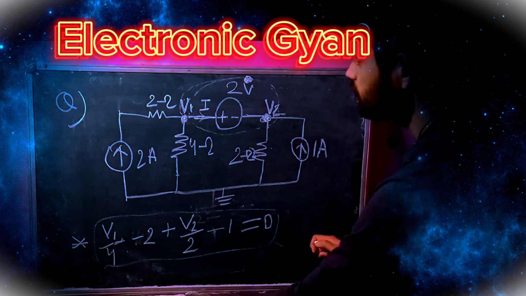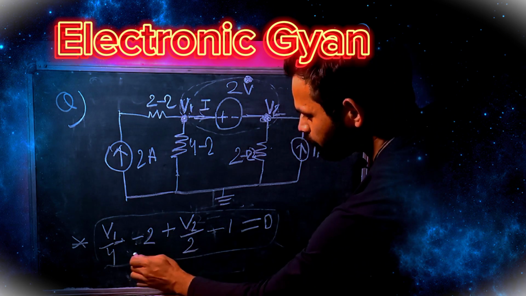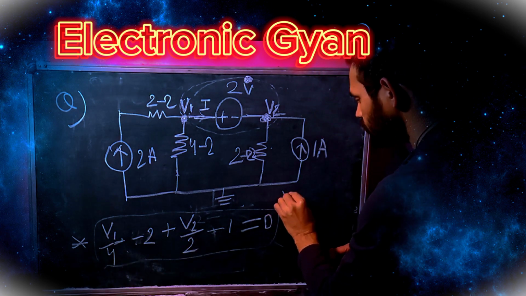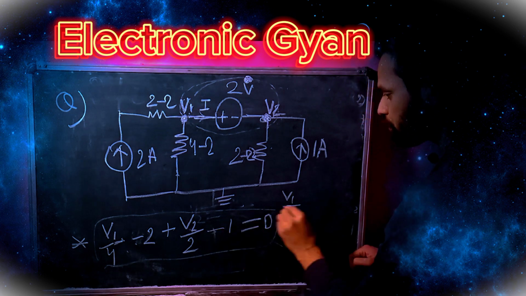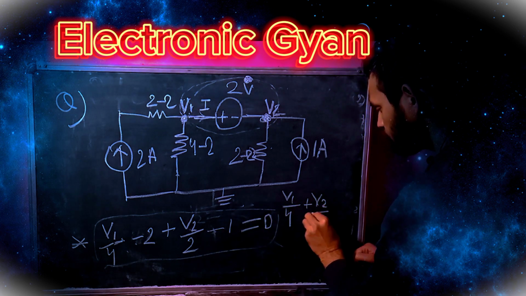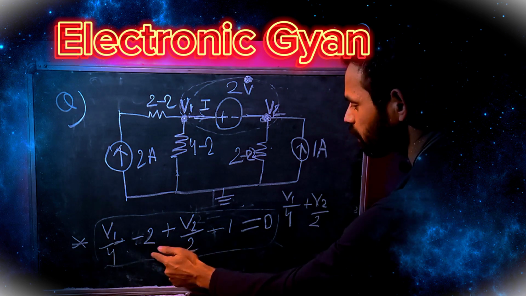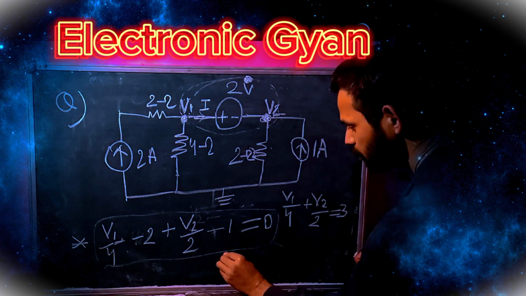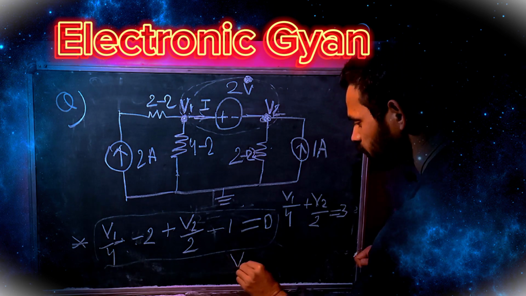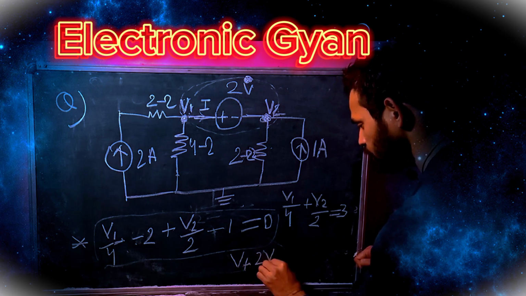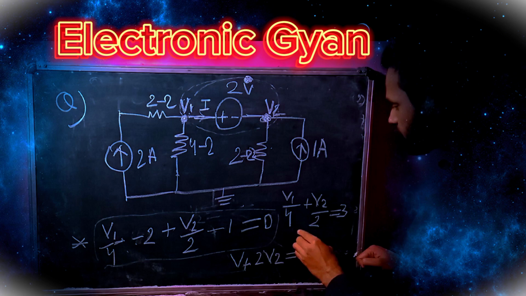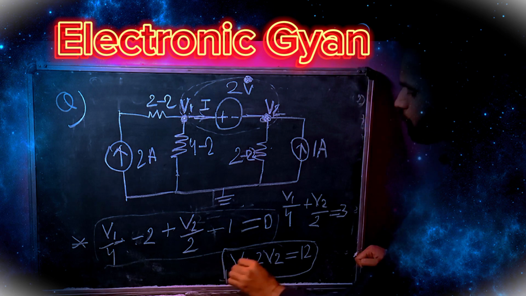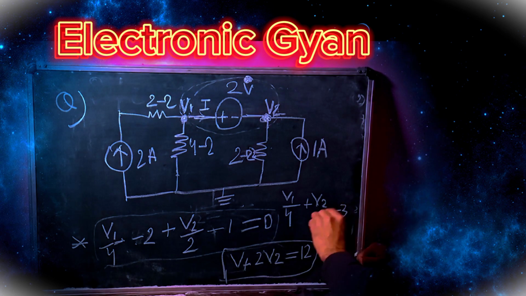If we solve this, we get V1 by 4 plus V2 by 2, minus 2 minus 1, which is minus 3, and on this side it becomes plus 3. So the equation we get is V1 plus 2 V2 is equal to 12. This is my equation number 1.